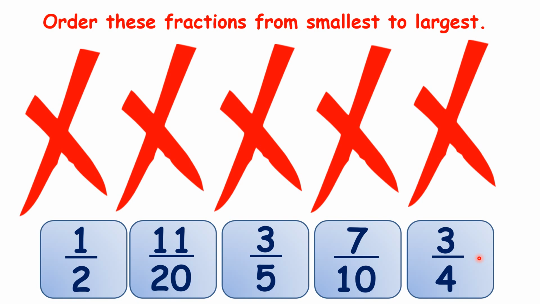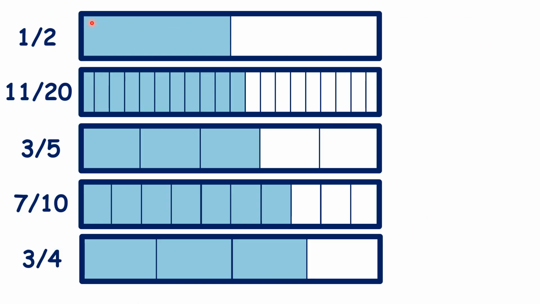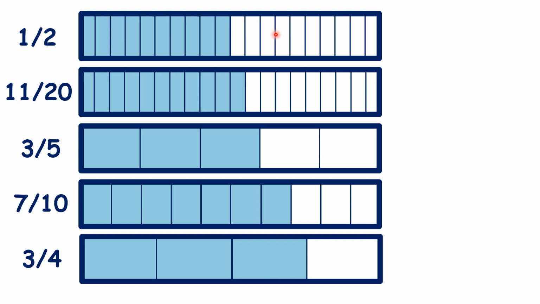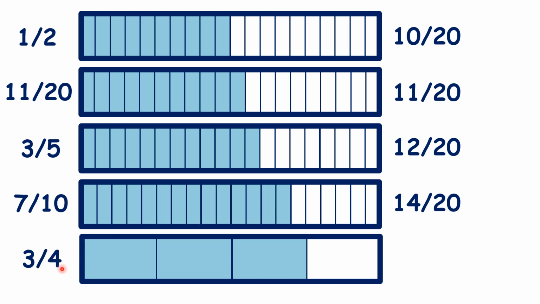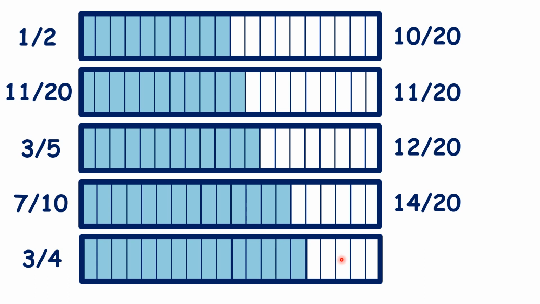And we can show what we've done by looking at a fraction bar for each of these fractions. So our smallest fraction was 1/2, because when we change a half into 20ths, we have 10/20. Then we had 11/20, which we didn't need to change. Then 3/5, which we changed into 12/20. Then 7/10, which is the same as 14/20. Then 3/4, which is the same as 15/20.